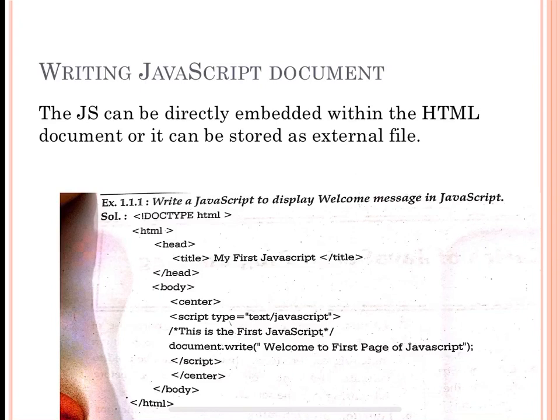Then using the document.write method we are displaying the text on the screen. So in document.write, document is the object and write is the method used, and inside the circular brackets, inside double quotes, whatever message we want we can write over there. So here the message to be printed is "Welcome to first page of JavaScript". Then close your double quotes, close your circular bracket and give a semicolon.